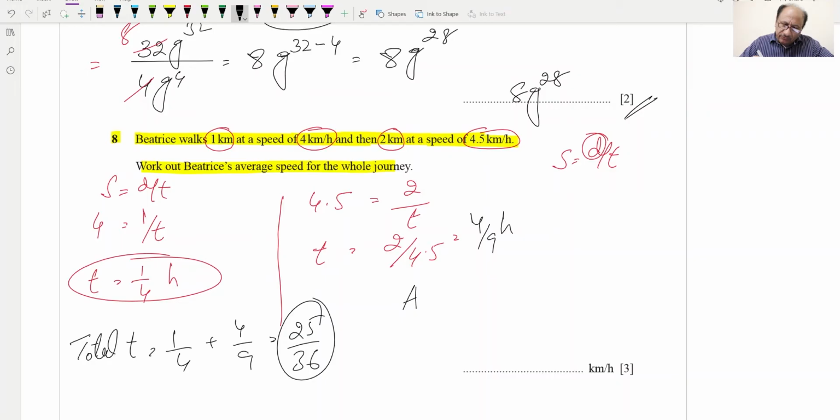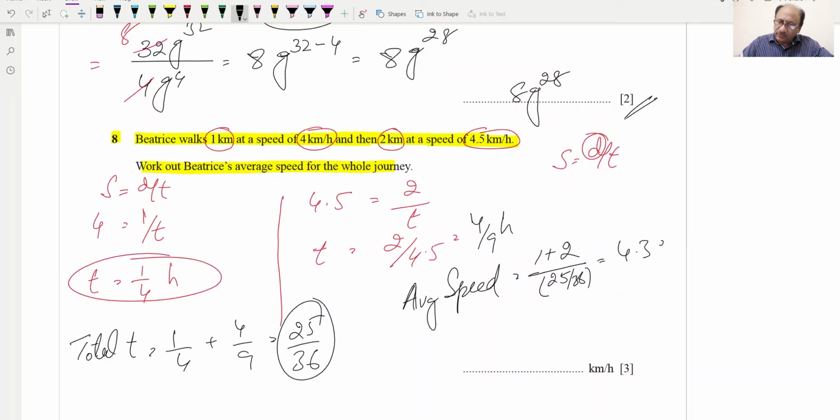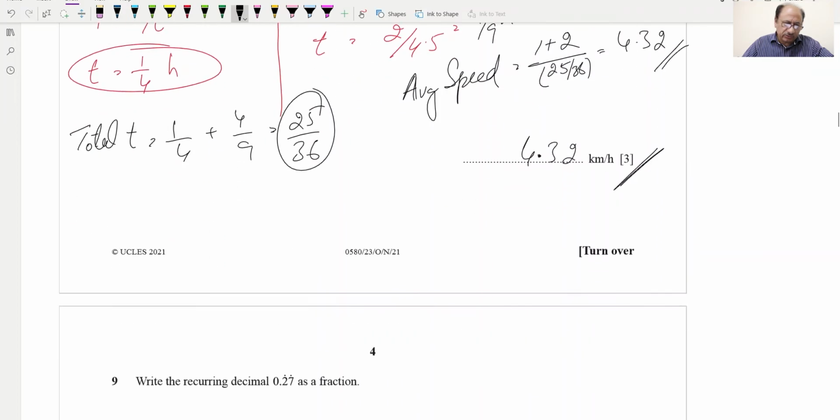So average speed, we can write, average speed is equal to total distance, which is 1 plus 2 kilometers, 3 kilometers, over total time, which is 25 over 36, and we will divide this. 3 divided by 25 over 36 is equal to 4.32. 4.32 kilometers per hour will be the speed, and we can provide over here 4.32 kilometers per hour, and this is a 3-mark question which we have done.